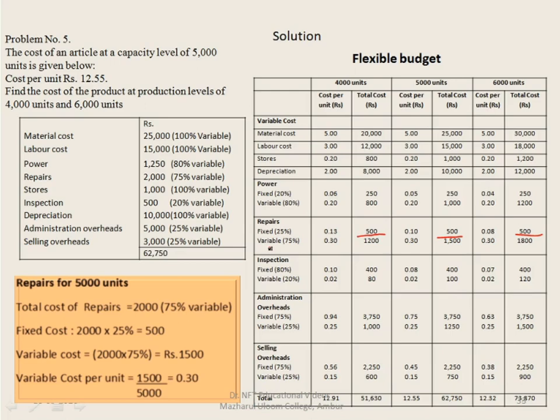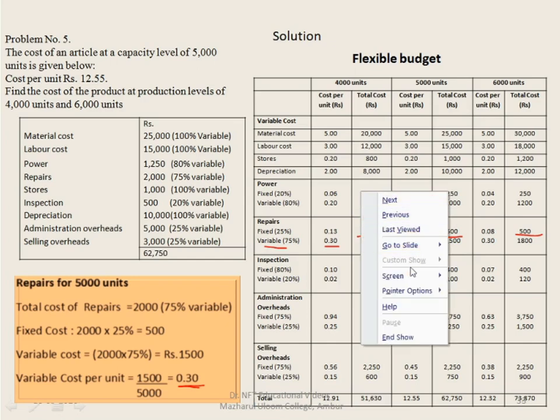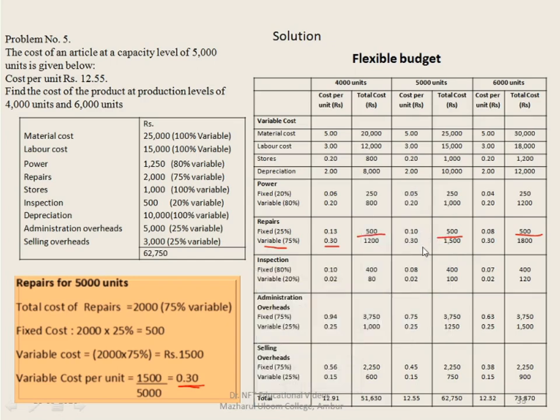Now find out the variable 75%. We have already found out here the cost per unit is 0.30, 30 paise. So 0.30 into 4,000 units, for 5,000 units 0.30 into 5,000 is 1,500. At the same time for 6,000 units, 0.30 into 6,000, that is 1,800.